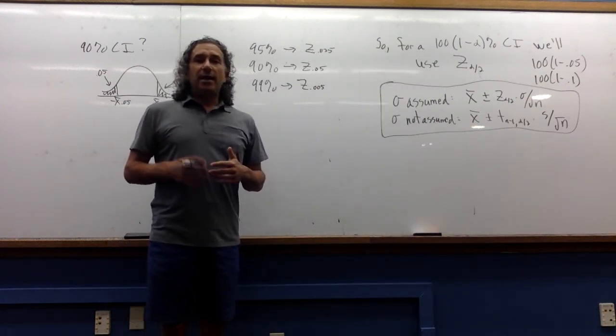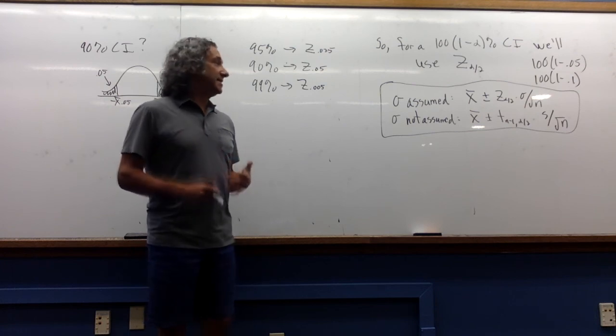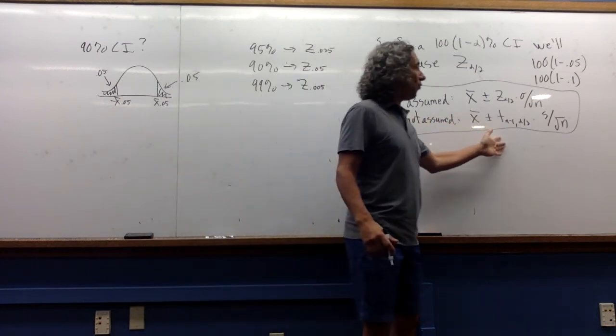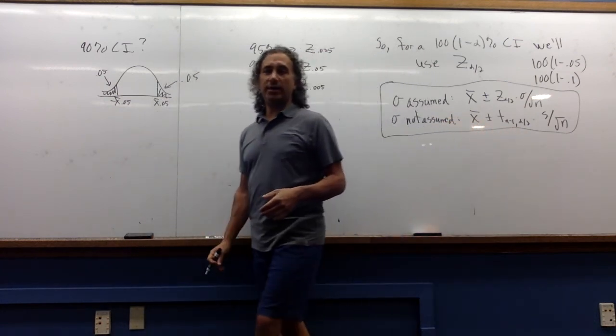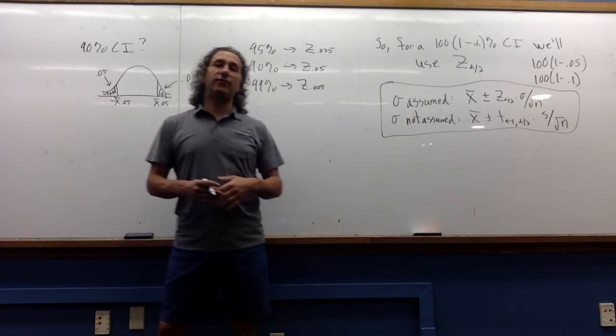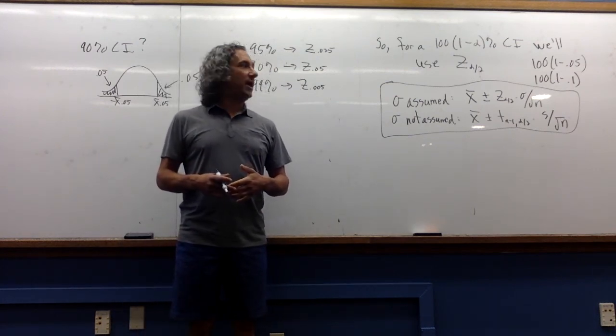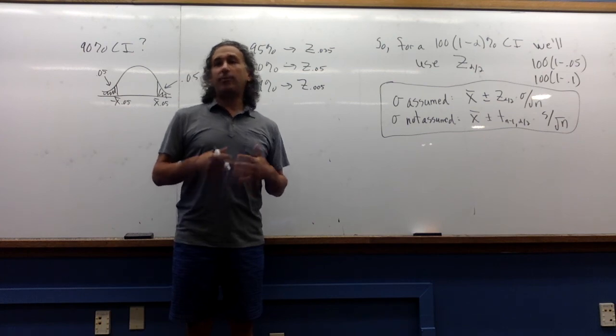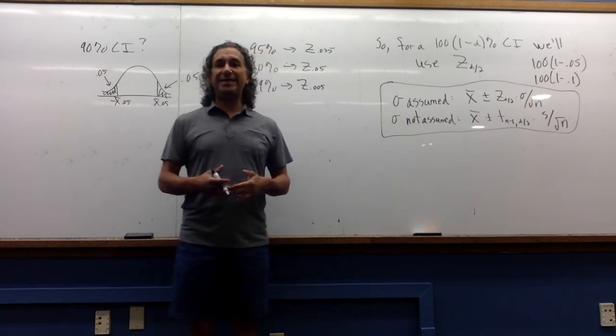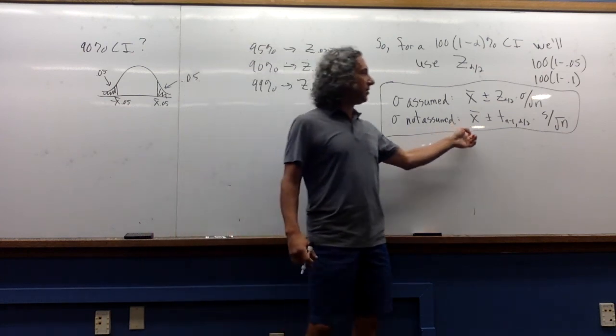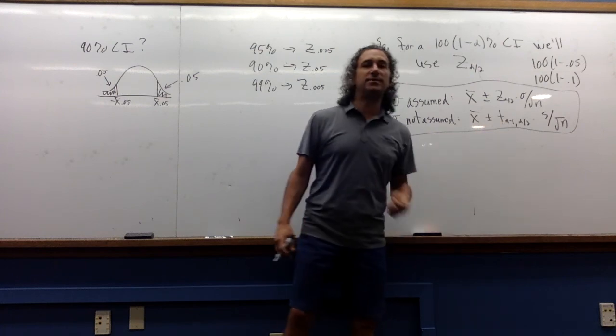You'll see if you take future statistics classes that it's this sort of form regardless of what you're measuring. So you could be looking for a confidence interval for a mean, for a standard deviation, for a proportion, for a difference of means. It doesn't matter. It's always going to look like this in terms of its overall structure.